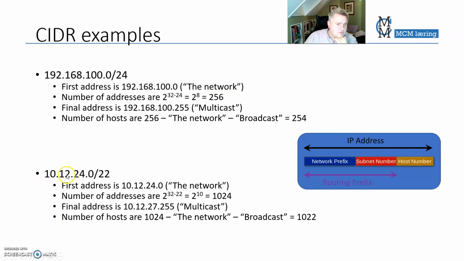Let's do another example. 10.12.24.0, that's the very first address, and /22. /22 means that you have 22 bits for the routing prefix, leaving 10 bits for hosts. 2 to the power of 10 is 1024, minus the network itself and the broadcast. So you are left with 1022 actually. The network itself is the very first address, and the broadcast is the very last address in the entire group of addresses.